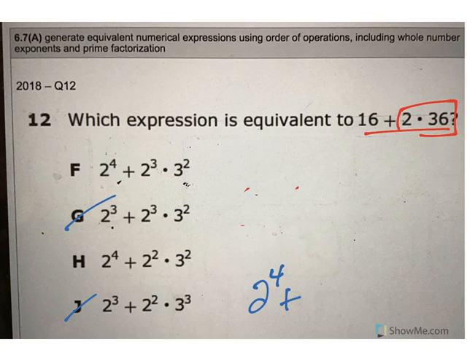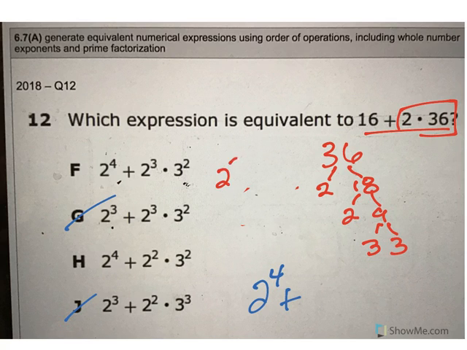And let's do 2 times 36. Let's focus on the 36. This one I'm going to mix it up. I'm going to do a factor tree. 2, 18, 2, 9. Oh, wrong. Sorry. And 3, and 3. So the prime factorization of 36 is 2 squared times 3 squared. Why? Because I have 2 2's and 2 3's.